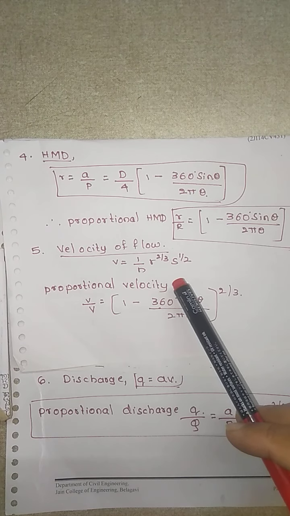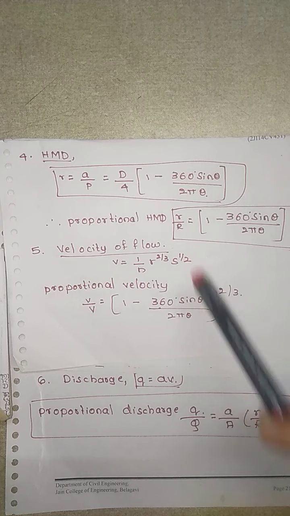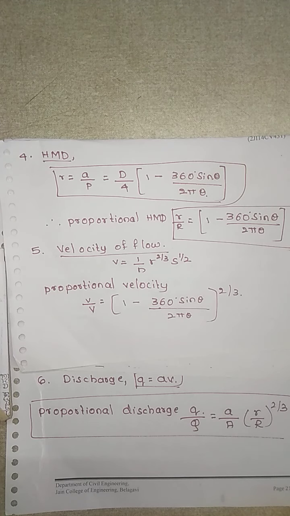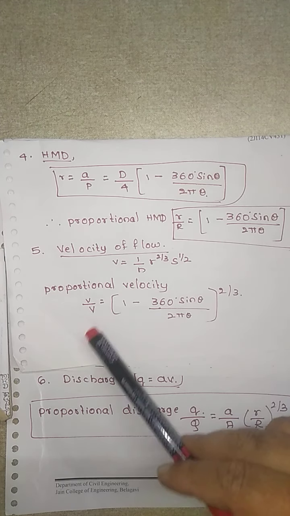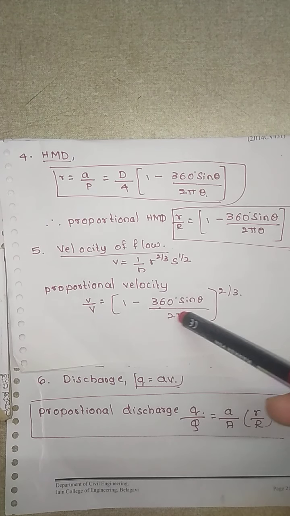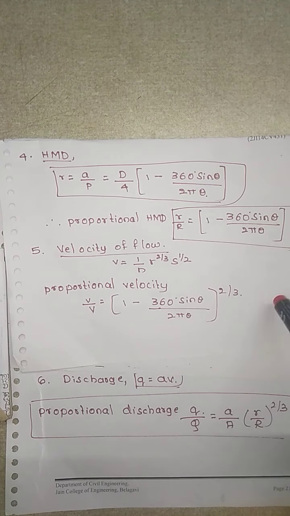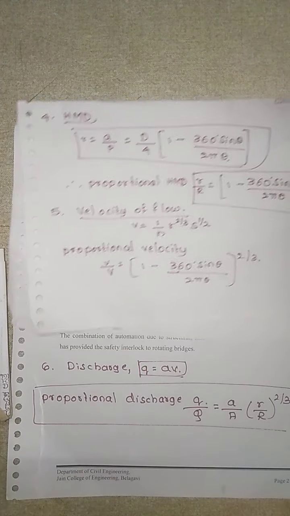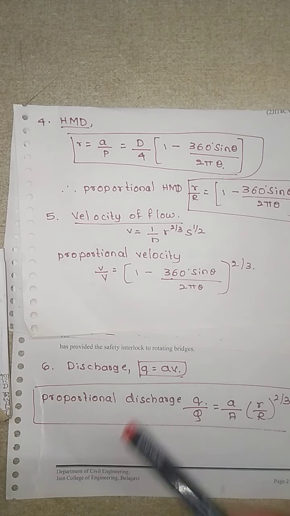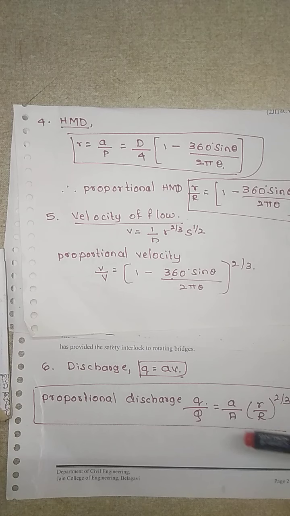Then the velocity of flow under the partial full condition is given by 1 by n, R raised to 2 by 3, S raised to 1 by 2. This you already know. Then the proportional velocity is given by the same condition, (1 minus 360 sin theta divided by 2 pi theta) raised to 2 by 3. Then the discharge under partial full condition is given by Q is equal to AV, and the proportional discharge is given by q by capital Q is equal to small a divided by capital A into (small r divided by capital R) raised to 2 by 3.